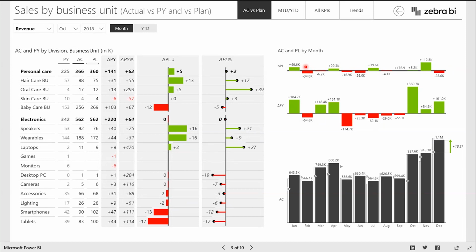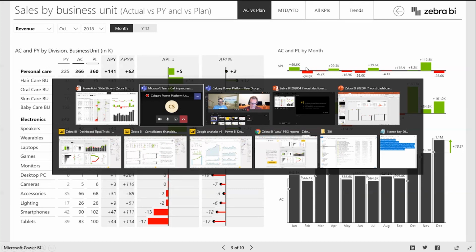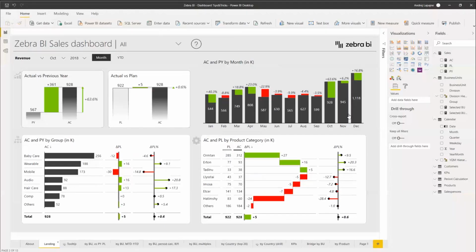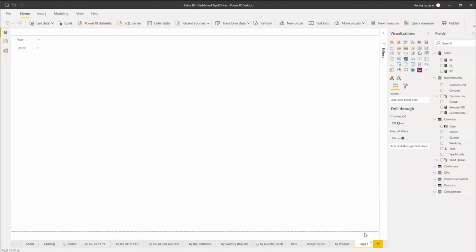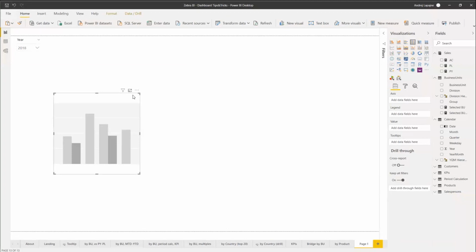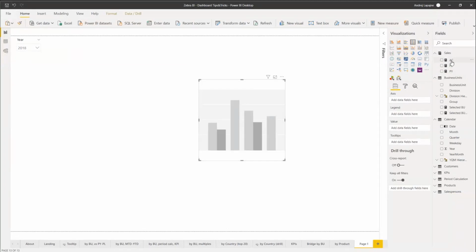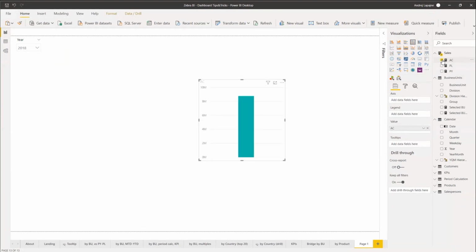So this is one thing that Zebra BI visuals actually do. So maybe I'll just switch over to Power BI and quickly demonstrate this problem. So for example, I'll just use a regular side-by-side chart, and I'll do sales versus, for example, previous year. Let's break this down by month.